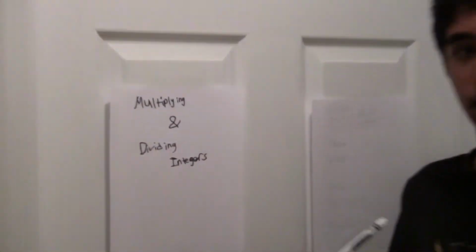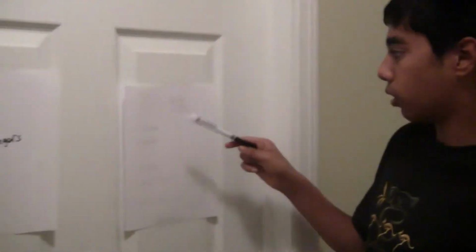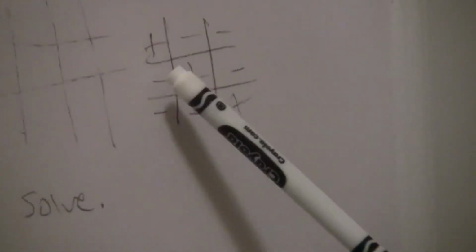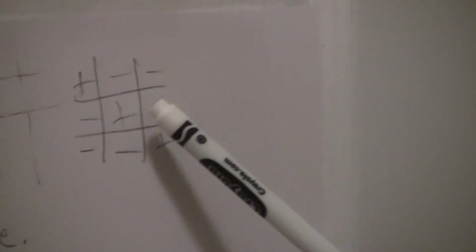Lesson 6, and the final lesson. Multiplying and dividing integers. In this tic-tac-toe board, it looks like a tic-tac-toe board, but this will help you remember. So in multiplication and division, it says positive, negative, and negative. So that means a positive times or divided by a negative equals a negative. Same thing, negative times or divided by a positive equals a negative.